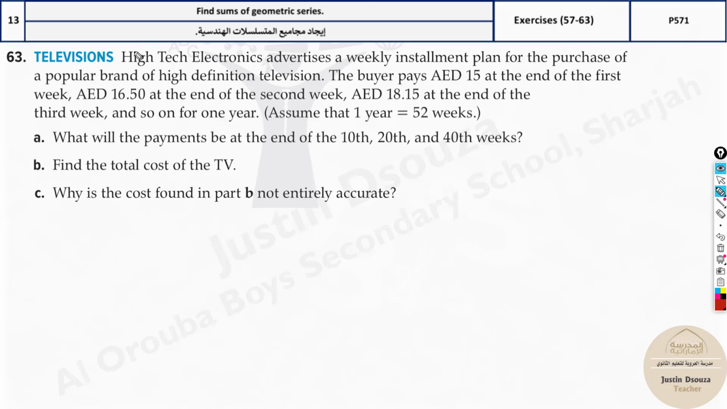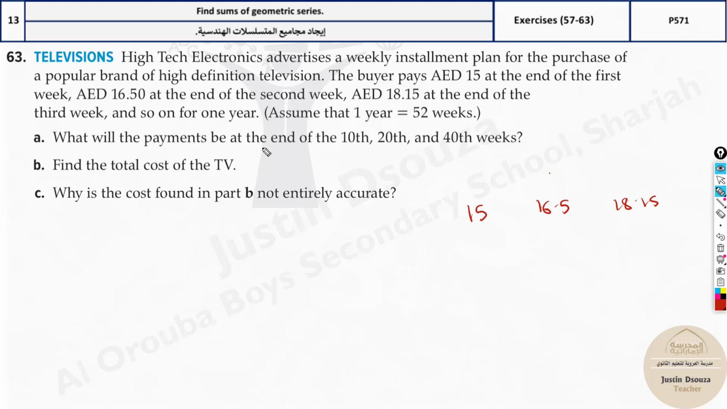And the last problem in this topic, again, a real world problem. You can try this by yourselves and then continue watching the video. High-tech electronic advertises a weekly installment plan for the purchase of a popular brand of high-definition television. The buyer pays 15 dirhams at the end of the first week, 16.5 dirhams at the end of the second week, 18.15 at the end of the third week, and it goes on for 1 year. Okay, 1 year is basically 52 weeks.